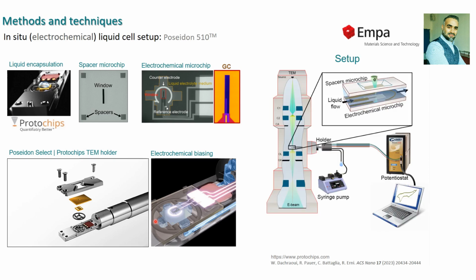Here you can see the complete setup where we have the cell inside the TEM, the electron beam passes through the silicon nitride windows, and then we can image the interface between the working electrode and the electrolyte. The electrolyte can be injected using a syringe pump, and then a potentiostat controls the electrochemical cycling of the microbattery.